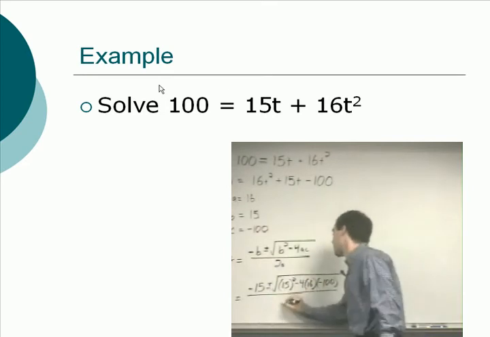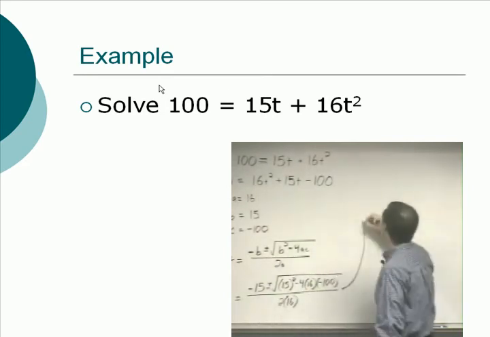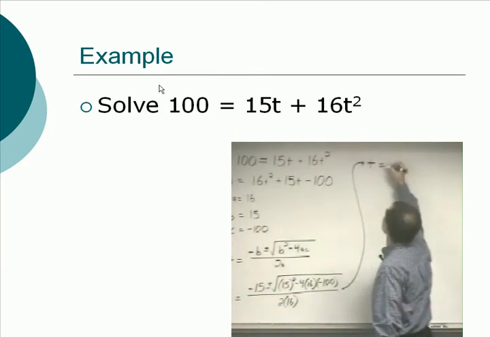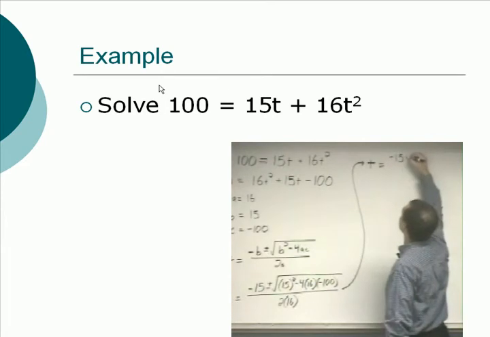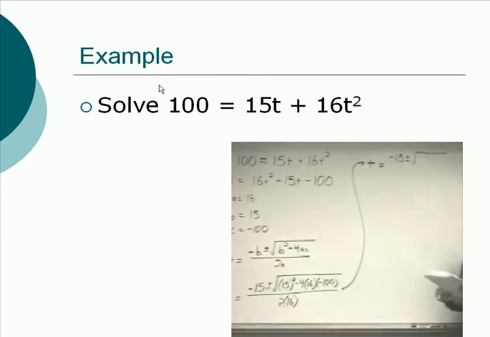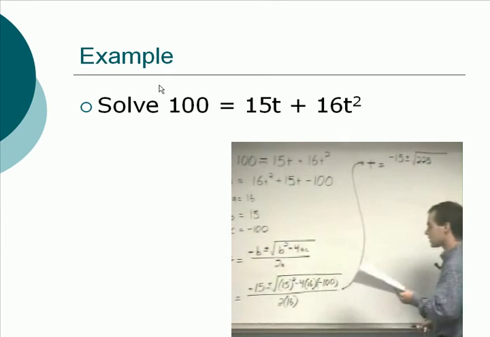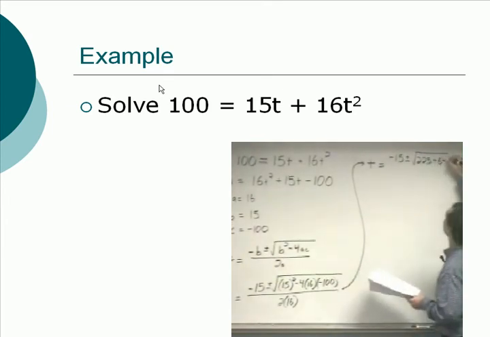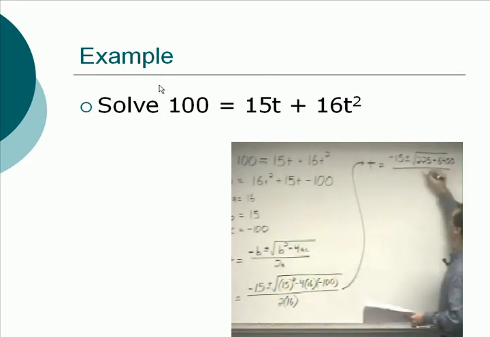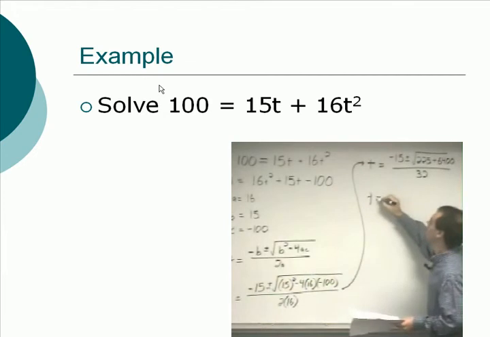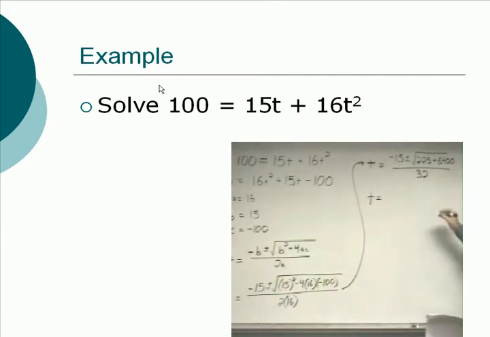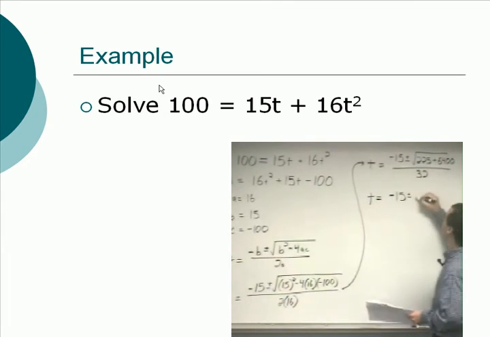All over 2 times 16. So if we simplify that a little bit, we have t equals negative 15 plus or minus the square root of. Now, if we work out that square root, it turns out to be 15 squared is 225, and this turns out to be plus 6,400, all over 32. So that becomes negative 15 plus or minus square root of 6625 over 32.